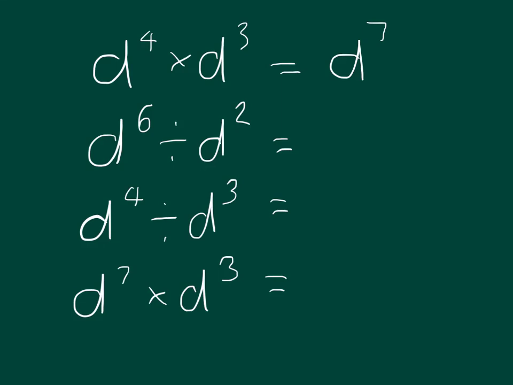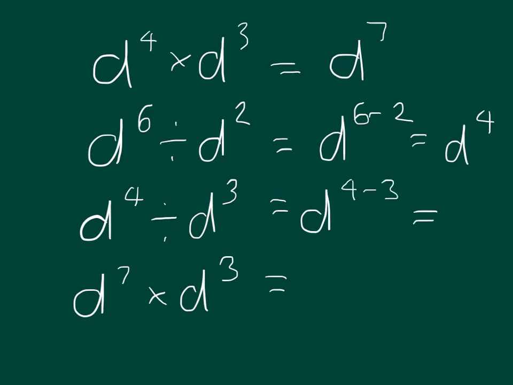The next question, d to the power 6 divided by d squared. As it's division, we must remember to subtract those indices. So we have d to the 6 minus 2, which equals d to the power 4. We have another division question, d to the power 4 divided by d cubed. Now you don't have to write the subtraction out, but I'm doing it so you can see what's going on. That's d to the power 1, and we can write that simply as d.